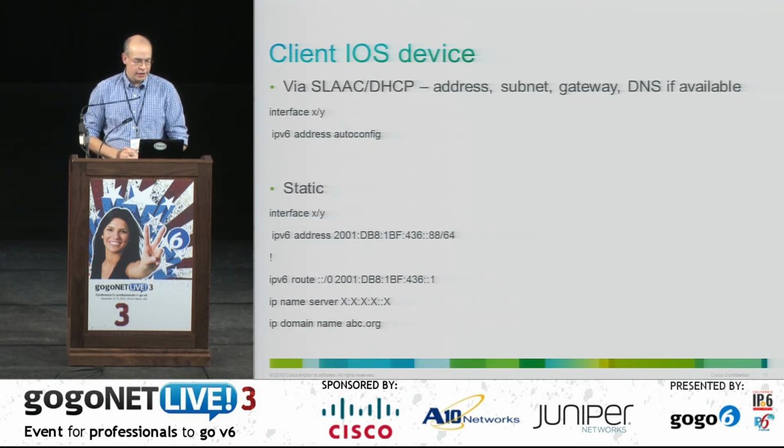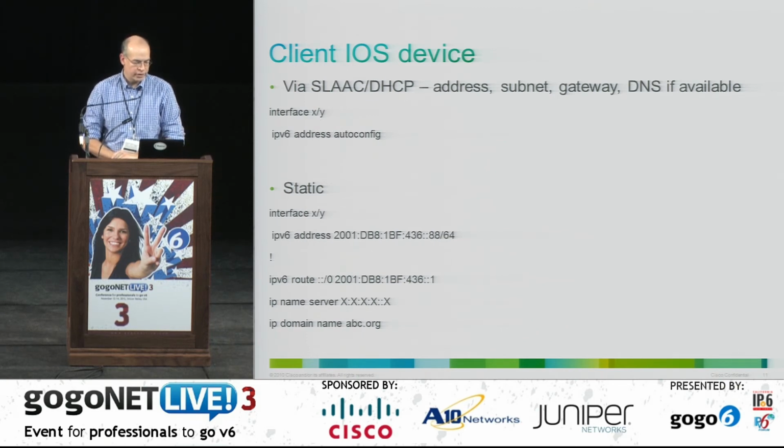So, and then finally, when you get to the end device, and again, I have to assume iOS here, we have obviously a lot of different devices, they all have different ways, but in terms of iOS, if we want to go the simple route, we don't care what kind of address we get, we just use SLAAC or DHCP. That'll give us the IP address, the subnet, the gateway, the DNS. It's real simple IPv6 address autoconfig on the interface.